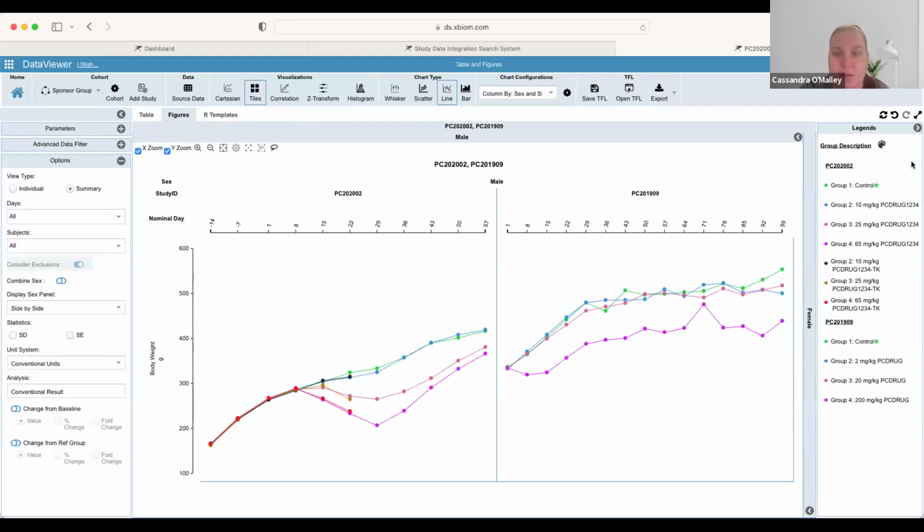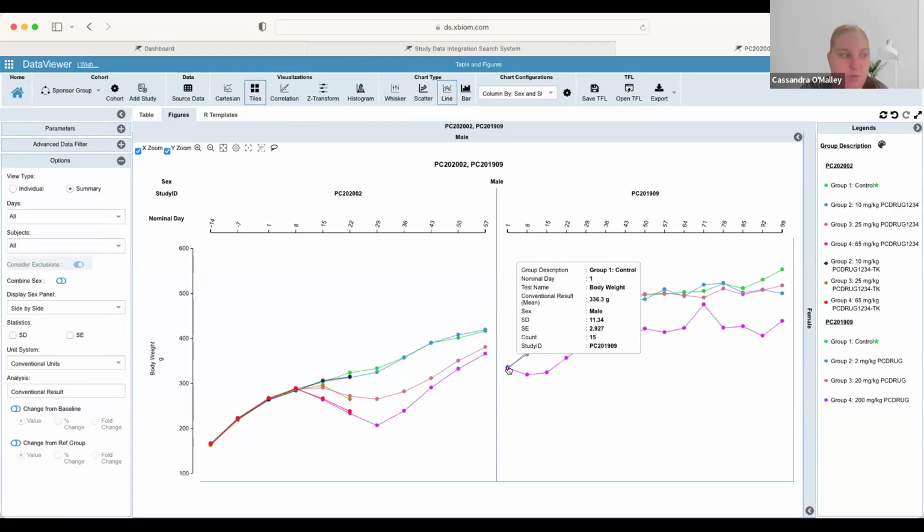Similar to our last webinar, I'm going to begin with the body weights. I can compare the body weights across the study, and looking at day 1, the mean of the male rat in this study on the left side is about 265 grams. And then looking at day 1 of the male rats on the right study, which is the 201909 study, the mean of the rats on day 1 is about 332 grams.